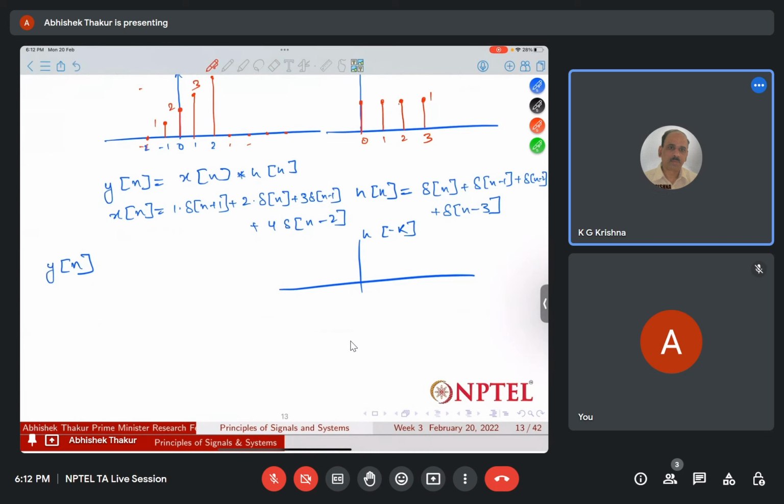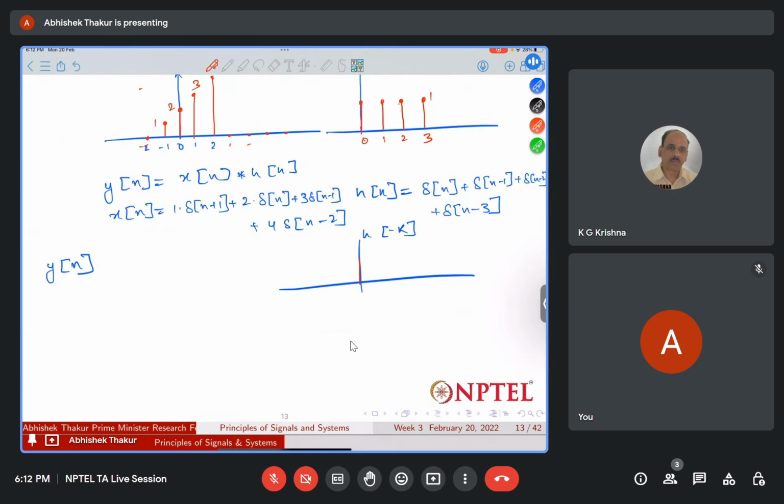So here the h of minus k will be this: 0, 1, 2 and 3.